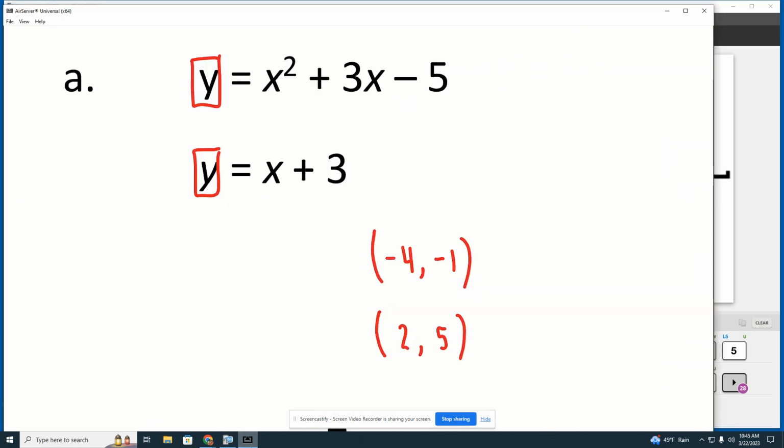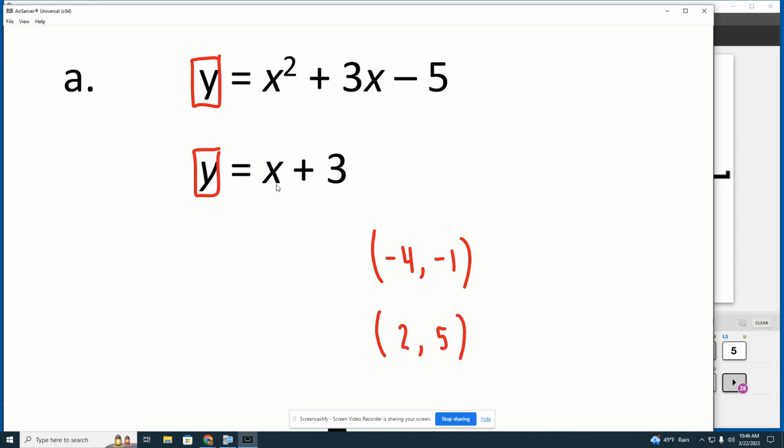So, my solution, here's what this means, guys. The only x and y that these two equations have in common are -4, -1, and 2, 5. Okay? That's it. If I plug -4 right here, I would get -1 for y. If I plug -4 in these two places for x, I would get -1. Those are equal in that location.